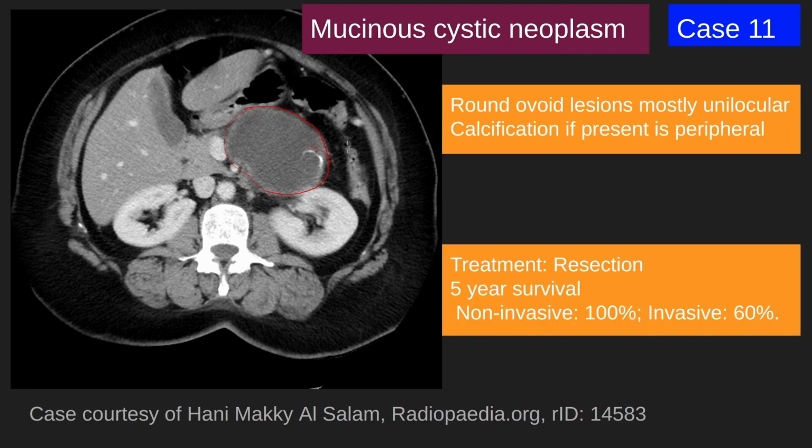These neoplasms tend to have a more aggressive course than the serous cystadenomas. The treatment of choice in all these cases is surgical resection. The 5 year survival in non invasive cases is 100%, but it drops to 60% if the patient has invasive features.